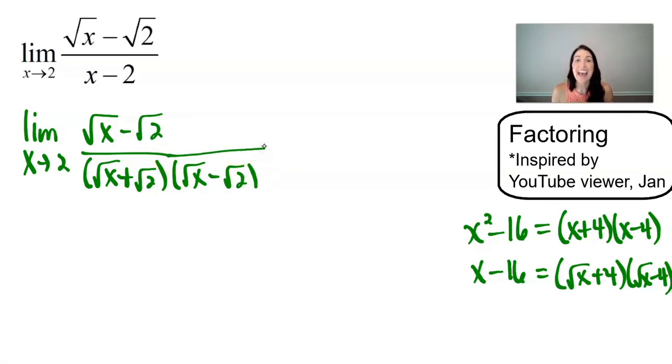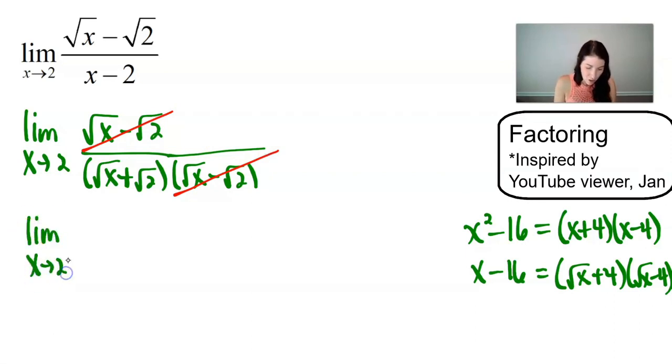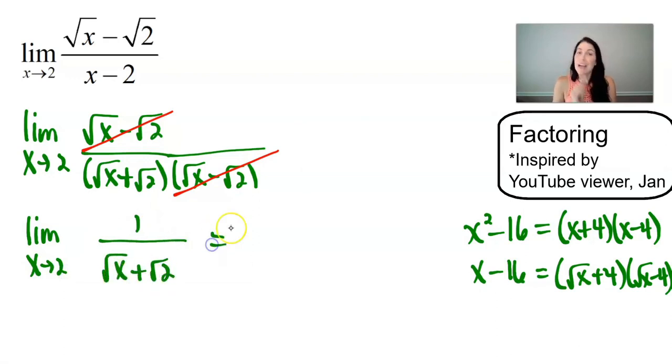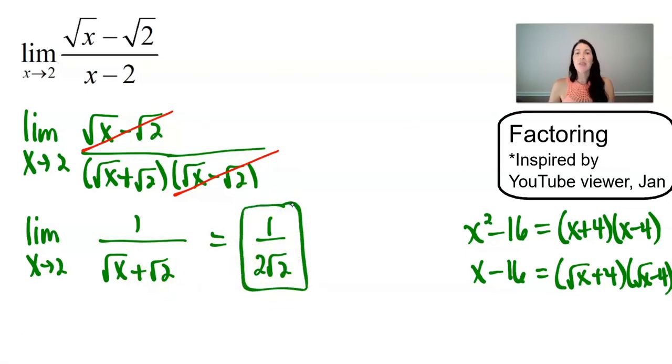And look at that. In fact, I'm really starting to like this method because right away I can see a common factor in the numerator and denominator that can cancel. So I'm left with the limit as x approaches 2 of 1 divided by root x plus root 2. Now I can use direct substitution and I would have 1 divided by root 2 plus root 2, which as we saw is 2 root 2. And I thought this was just an awesome method that Jan brought to my attention.